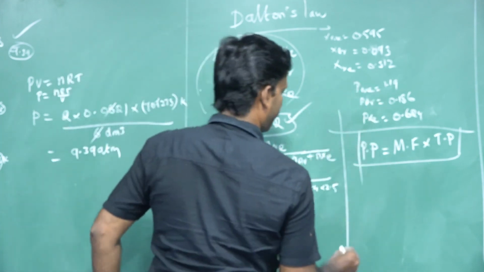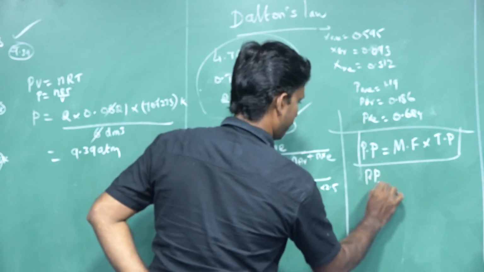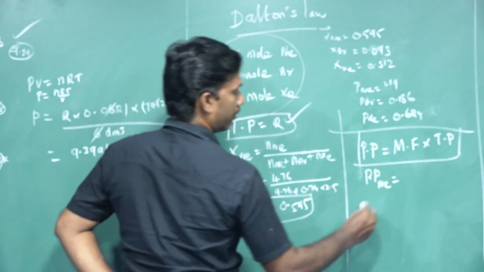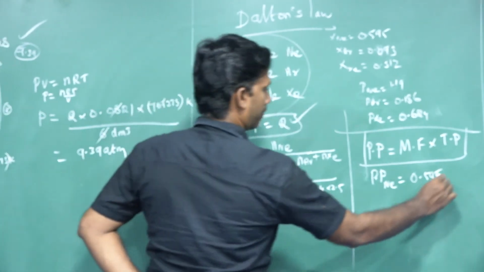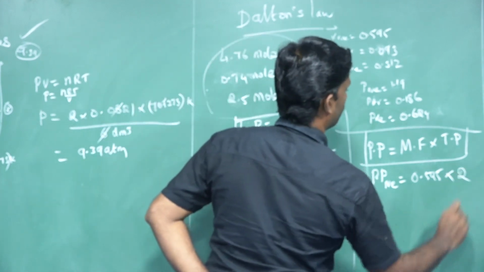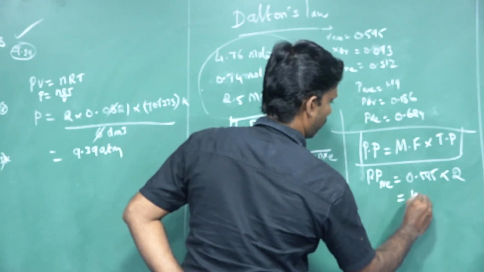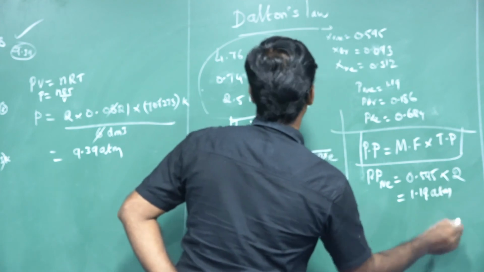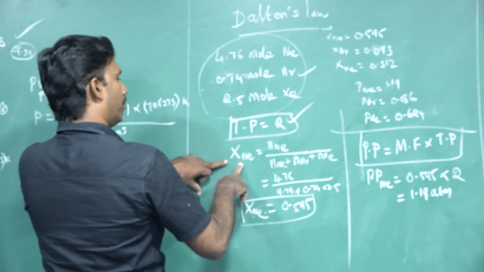For neon, what is the partial pressure of neon? I am going to calculate that. The mole fraction I have just calculated, that is 0.595, times the total pressure, already given in the question paper itself, that is 2. If you multiply this, you will find the partial pressure of neon is 1.19. Okay, 1.19.